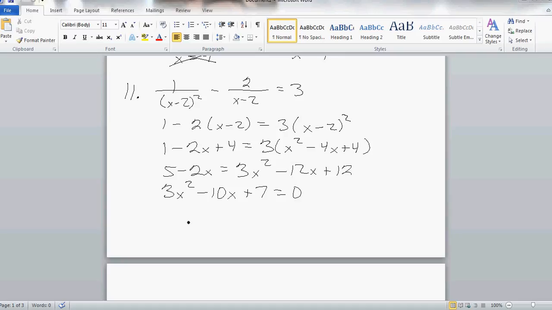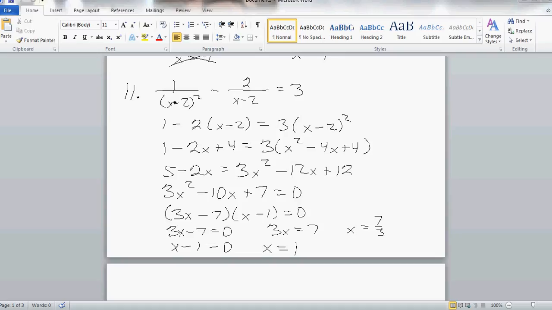And then this will factor to 3x minus 7 times x minus 1, and setting each one equal to 0, 3x minus 7 equals 0, so 3x equals 7, x equals 7/3, or x minus 1 equals 0, x equals 1.